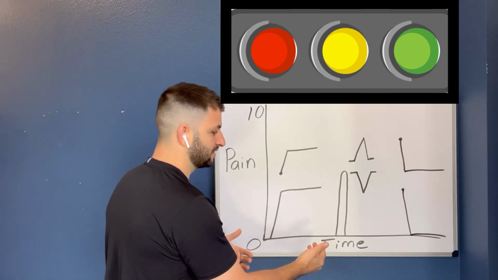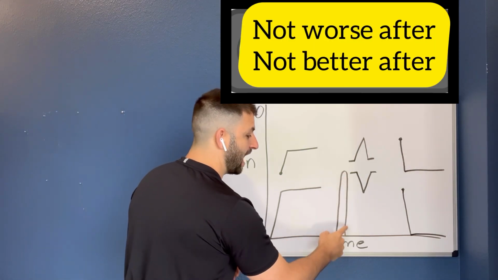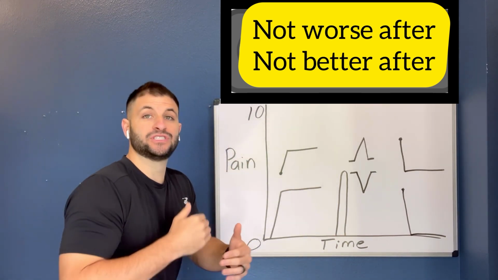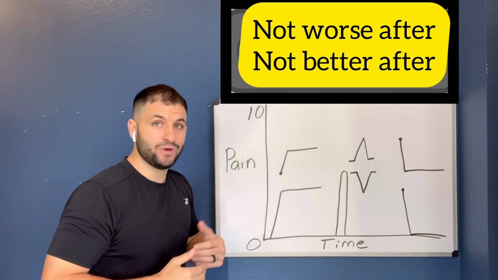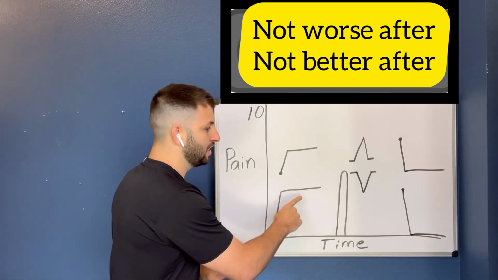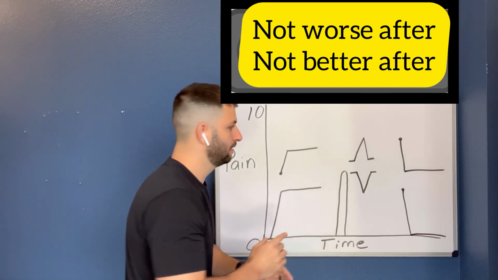If you are doing something that produces your pain and that is not worse afterwards, that's okay. We should proceed with caution. Doesn't mean we could just push through it, but it means that it's not making you worse, and that's okay. We're going to interpret it as a yellow light.